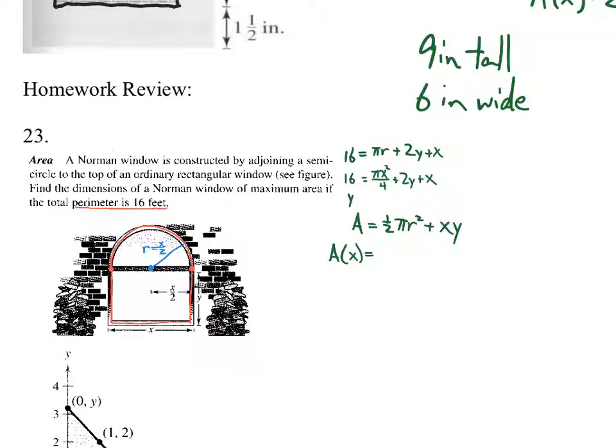And y should end up being a positive 8 minus x over 2 minus pi x squared over 4. So we get pi x squared over 8.